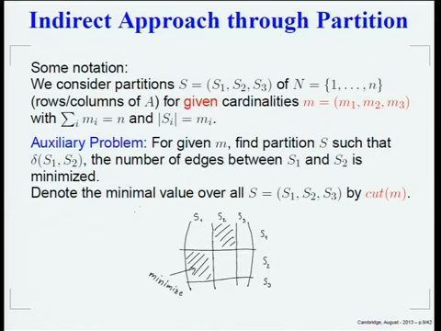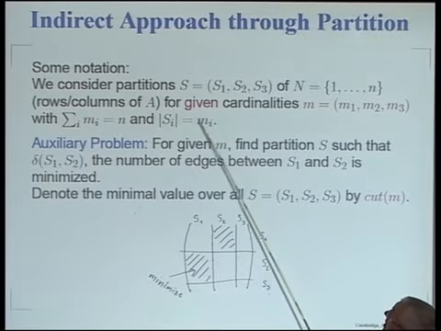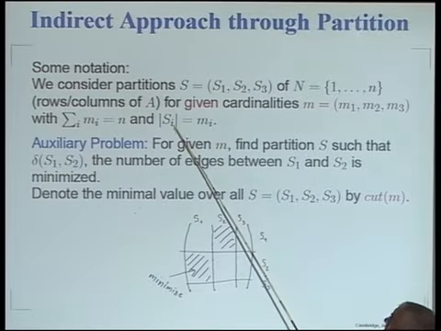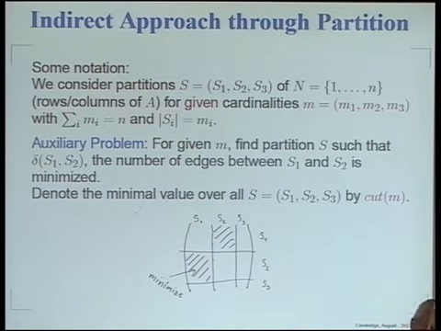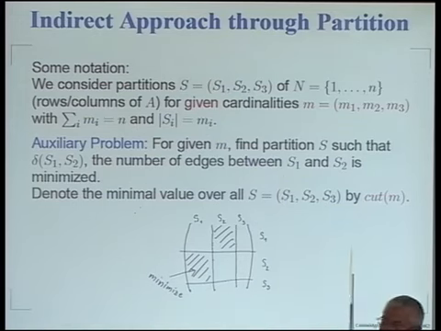So I allow to partition the graph into 3 pieces, S1, S2, S3, and I specify the sizes. S1 has size M1, S2 has size M2, and S3, the last bit, is going to be the separator. S3 should have size M3, and the idea is that M3 should be small. Okay, so now what is the auxiliary problem?